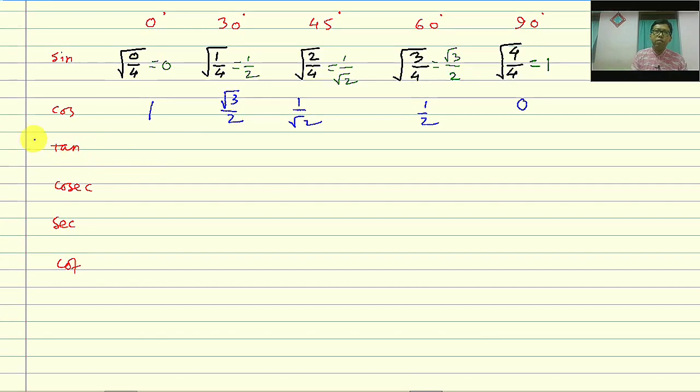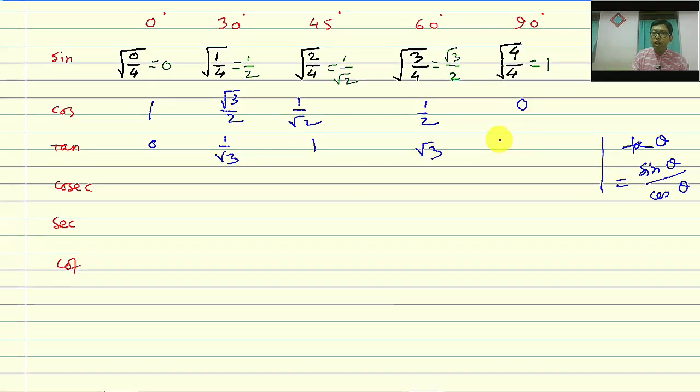Okay, and tan is very simple. What is tan theta? You know this one, na? Tangent of any angle is equal to sine of that angle divided by cos of that angle. Okay, tan theta is equal to sine theta upon cos theta. So tan of 0 degree means sine 0 degree upon cos 0 degree. So 0 upon 1 is equal to 0. Half divided by root 3 upon 2, that will be 1 upon root 3. Similarly, this is 1, this is root 3 and 1 upon 0 means undefined.